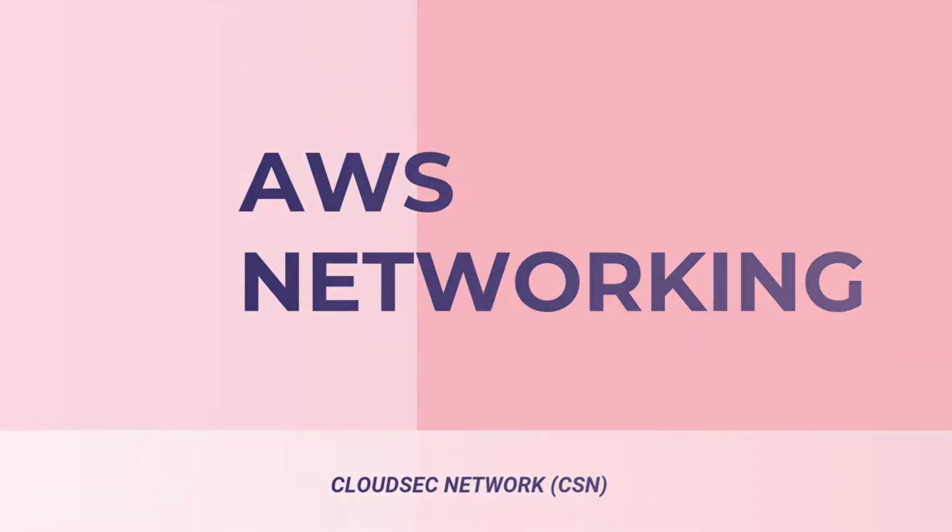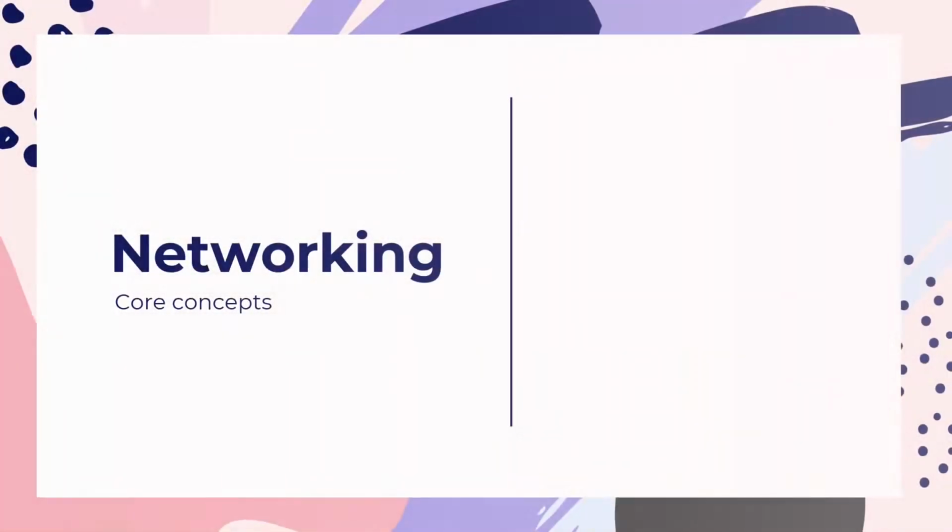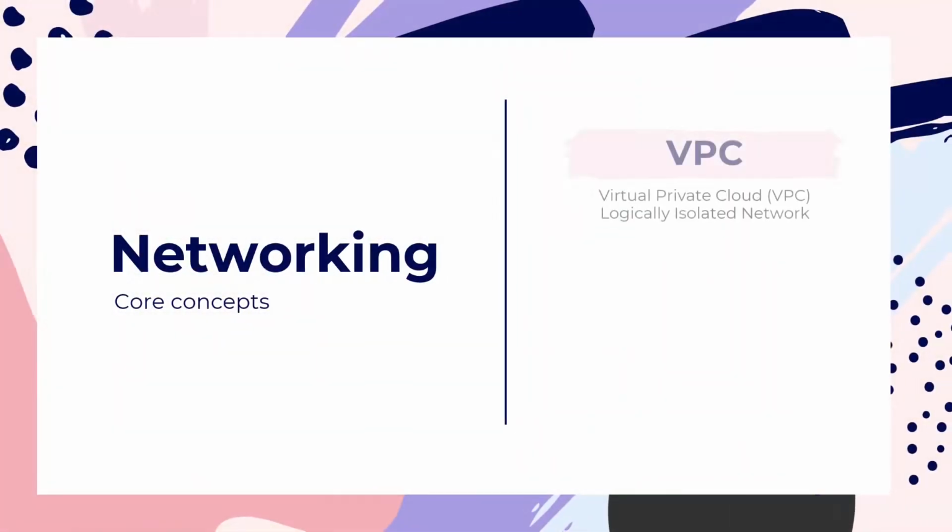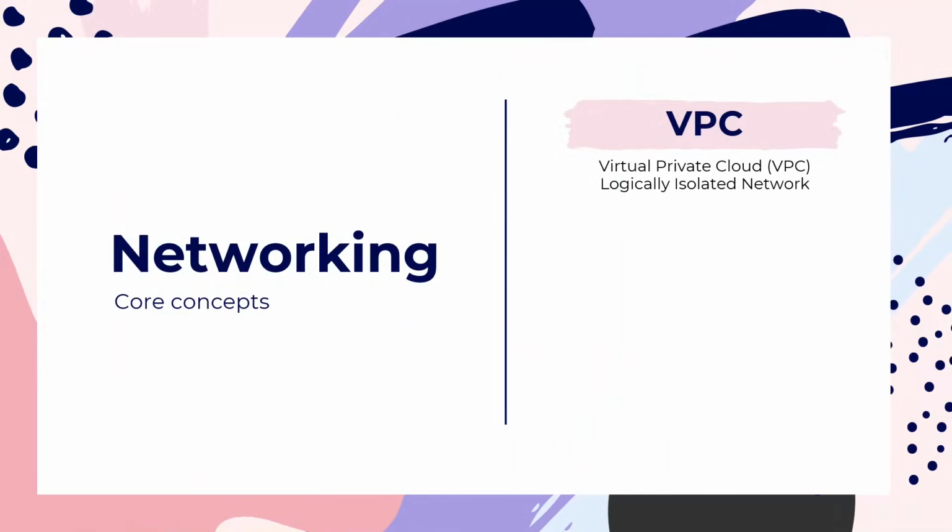Let us break down some of the core components around networking in AWS. First, we have virtual private clouds, simply called VPCs. A VPC allows you to isolate and segregate your resources within the AWS environment. Think of it as your own private data center in the cloud.